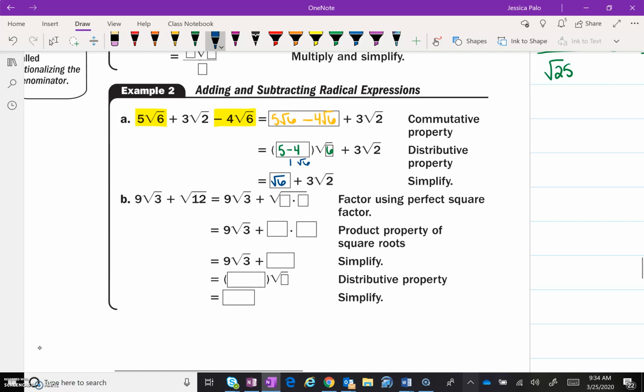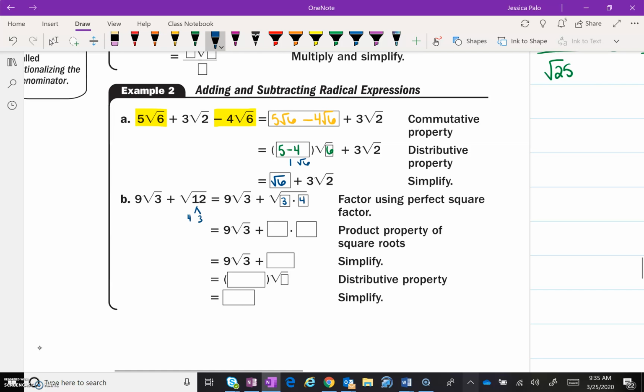We can do the same thing with example B, even though it doesn't appear that we have anything with a radical in common. So there's no, air quotes, like terms. But we also know that radical 12 can be simplified. So before you start adding or subtracting, you have to simplify anything that can be simplified. So radical 12 can be broken into radical 4 and radical 3. So we are going to do 9 radical 3 plus radical 3 times radical 4.